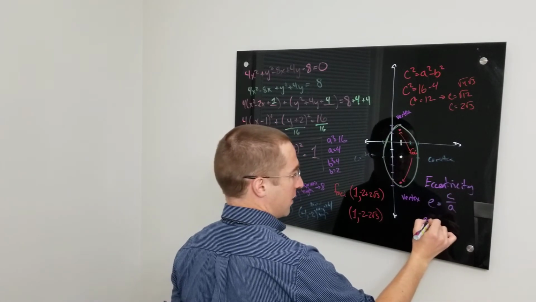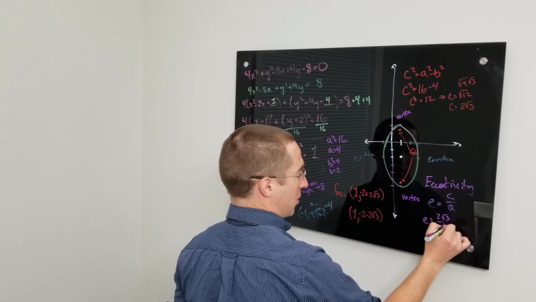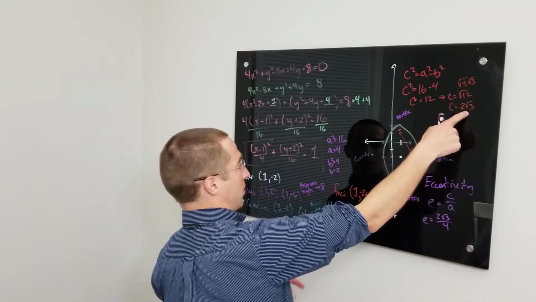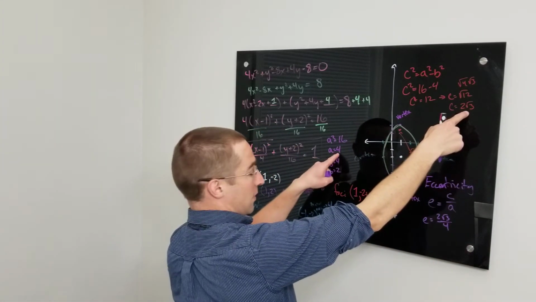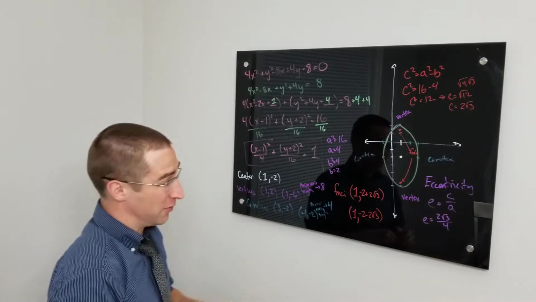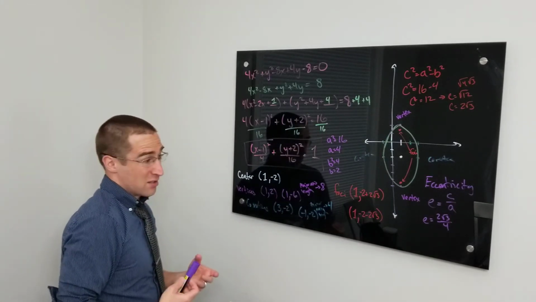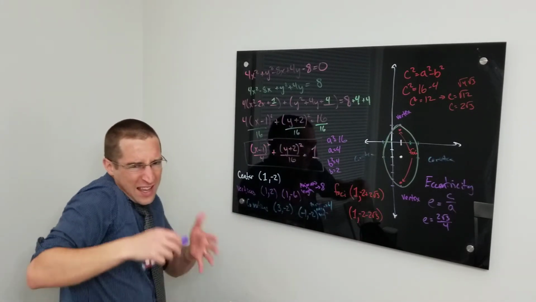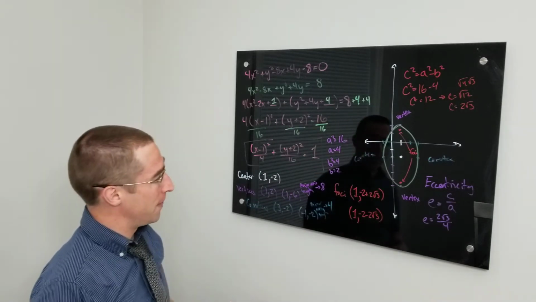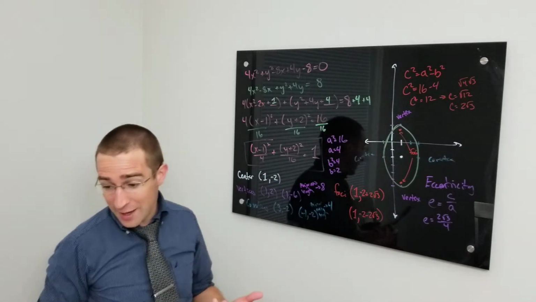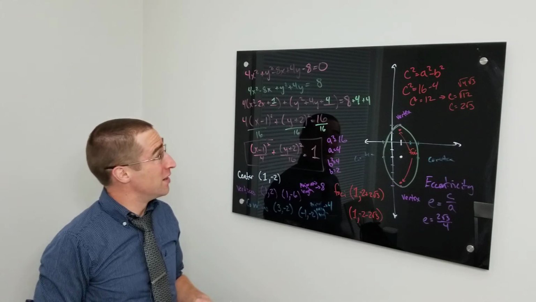It's going to be 2 root 3 over 4, right? 2 root 3 is our c value, 4 is our a value. It's about 3.5 over 4, or about 7/8, right? Yeah, about 7/8-ish. So kind of close to 1. All right, and I believe that's it. That's all we have to do there.